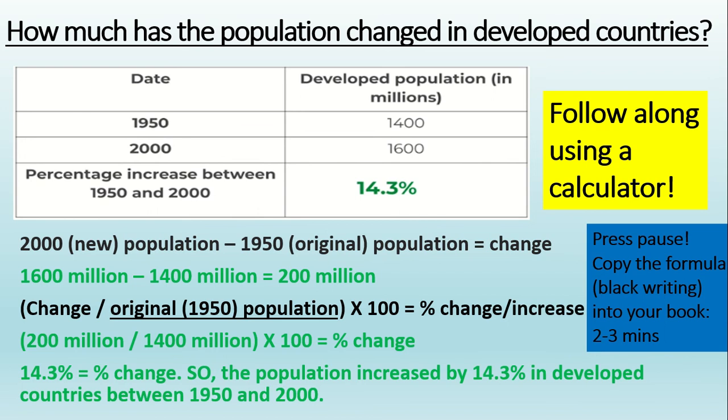So I'm asking the question today, and we're going to be working this out: how much has the population changed in developed countries? To do that, we're going to work out the percentage increase of population change. So we've got the developed population in 1950, which is 1400, and then in 2000 it was 1600. So we need to work out the percentage increase.